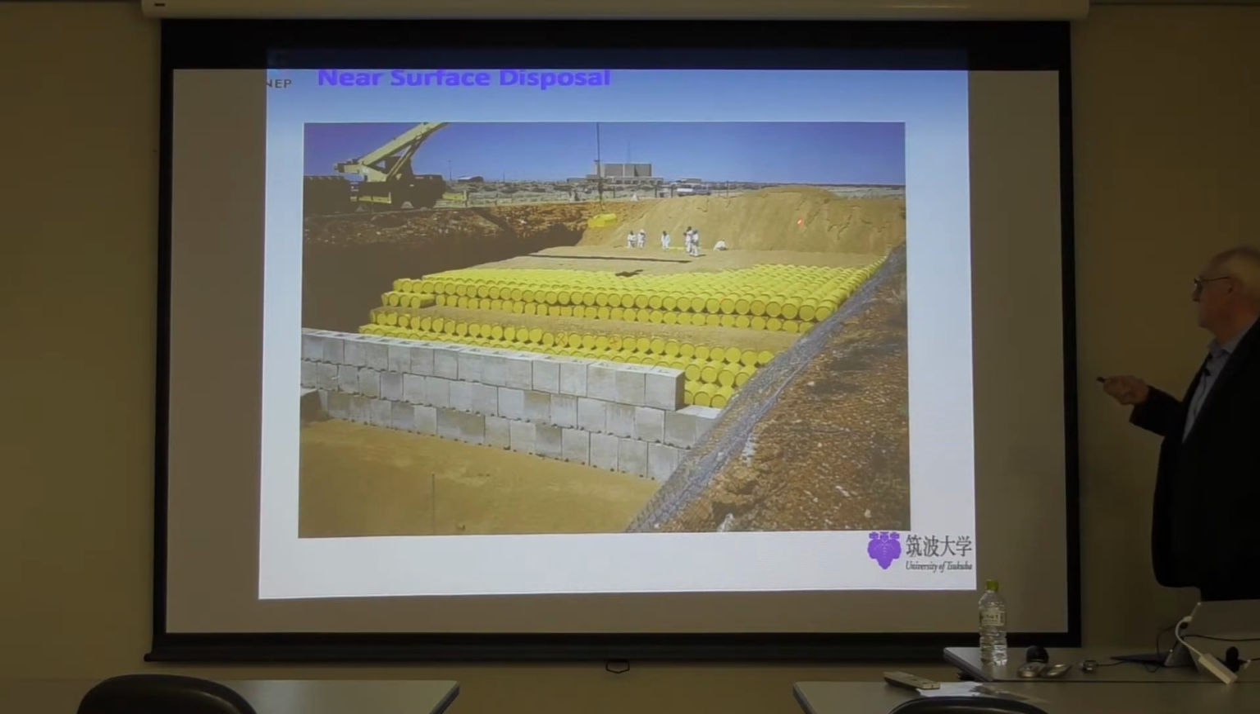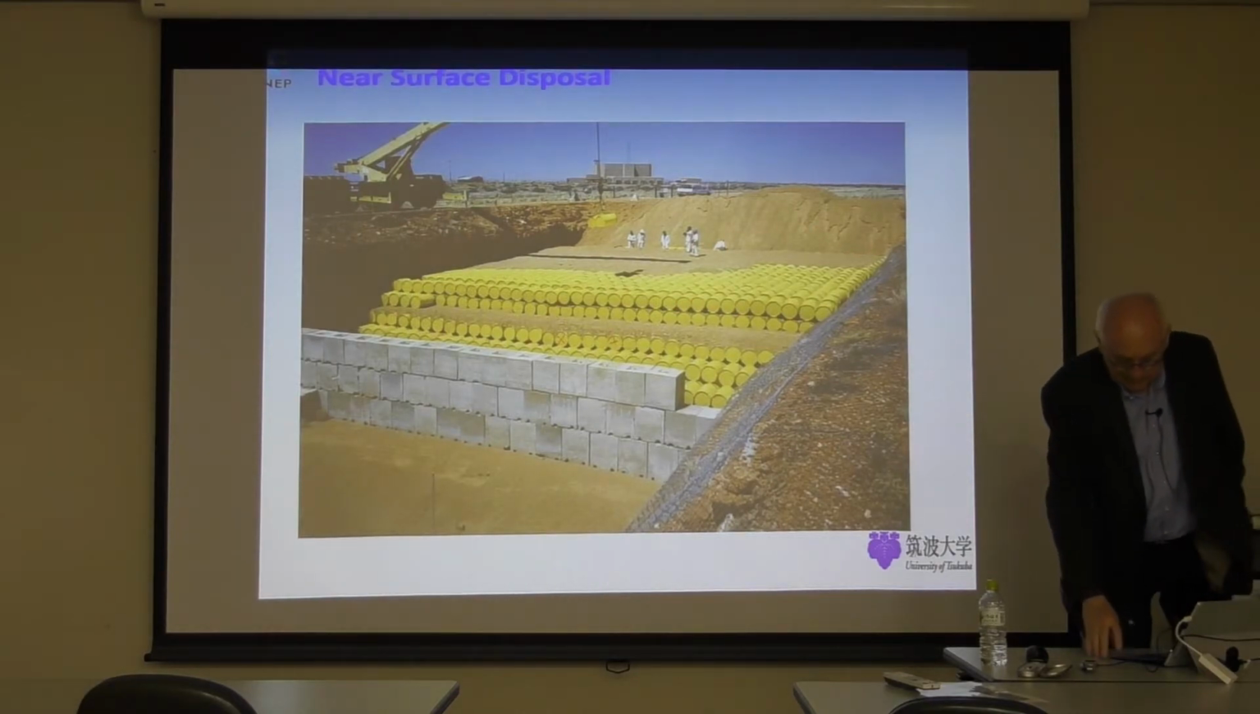This is another example of a near-surface disposal. I mean, these yellow barrels are very famous. They are disposed here in these layers and then covered by material. But this is not in France, this is somewhere else.